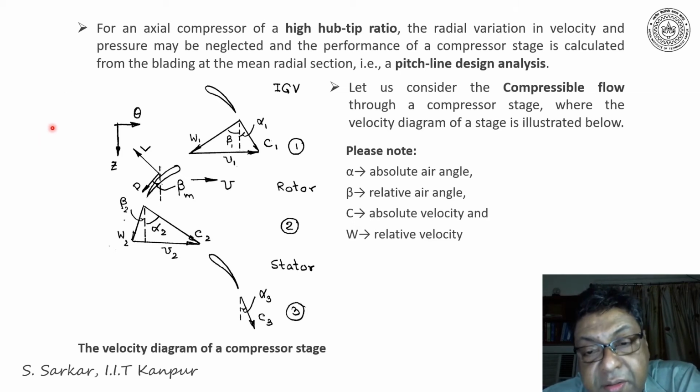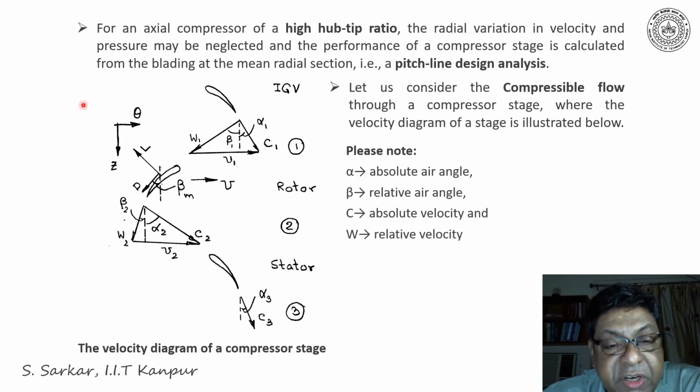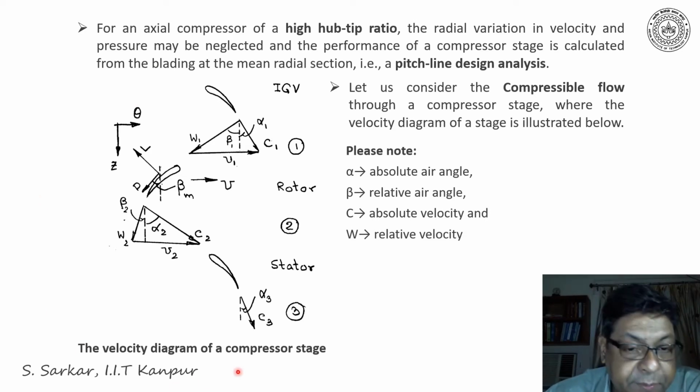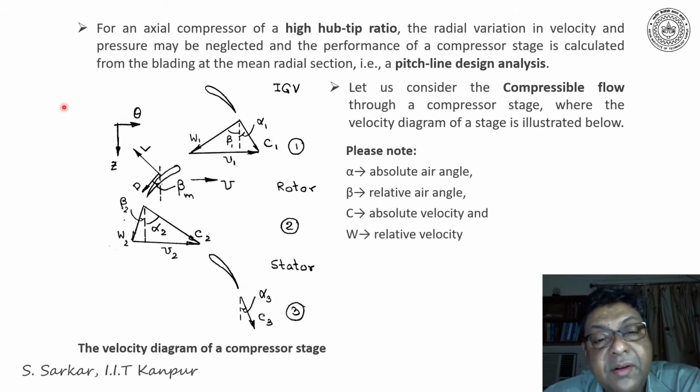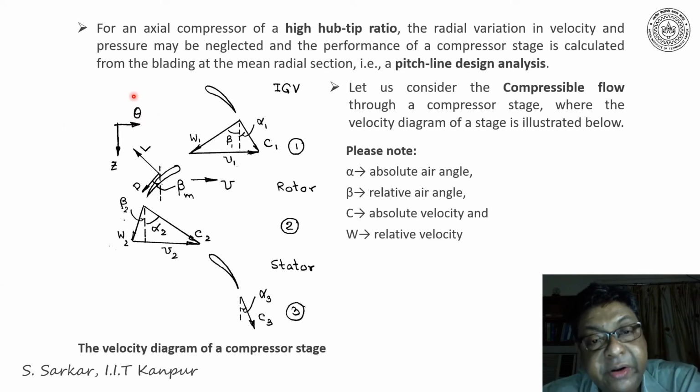Now let us consider the flow through the compressor as compressible, and the velocity diagram is presented here. Here is the velocity diagram of the compressor stage. So let us consider the mean circumferential section, and if we stretch that circumferential section on a plane of paper, we'll get a series of blades. In this case, I have considered first the IGV, followed by the rotor, and then the stator.